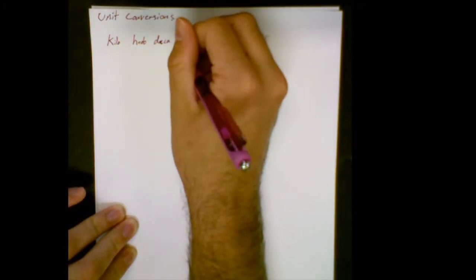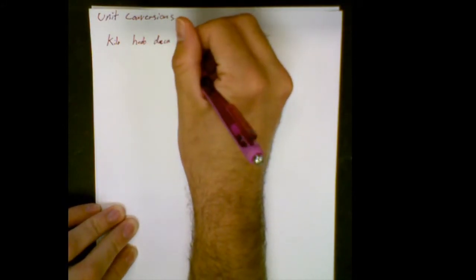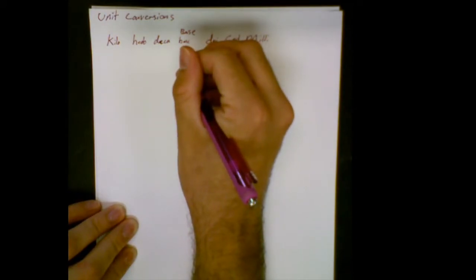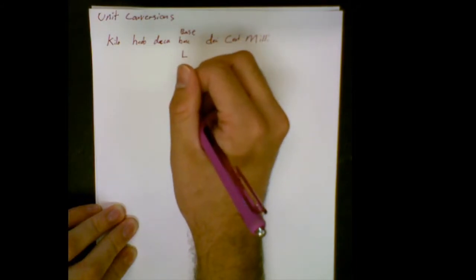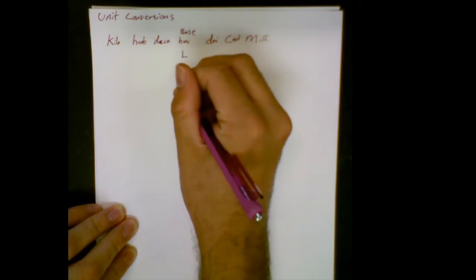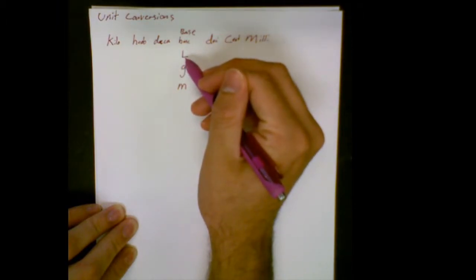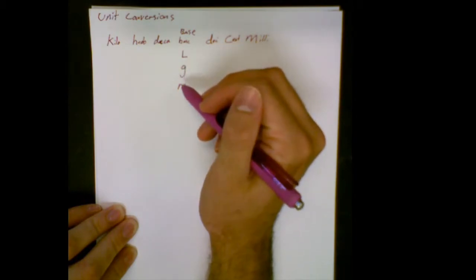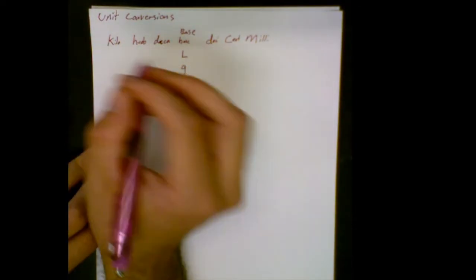The base units differ for the different measurements you might take. For volume, the base unit is the liter. For weight or mass, the base unit is the gram. And for distance, the base unit is the meter. The liter is represented by an uppercase L, the gram is represented by a lowercase g, and the meter is represented by a lowercase m. Okay? Be sure to write this down on your page.